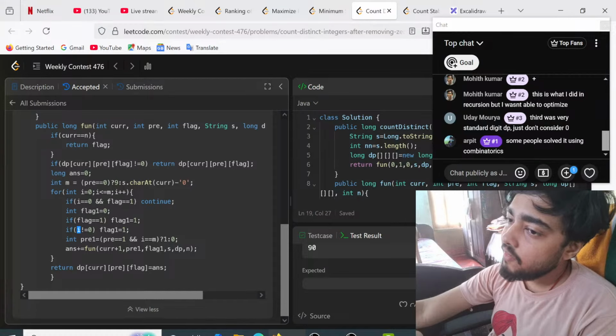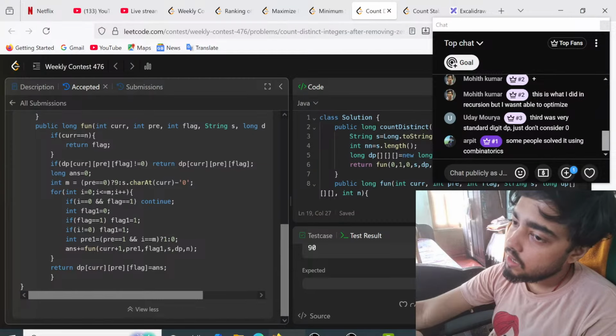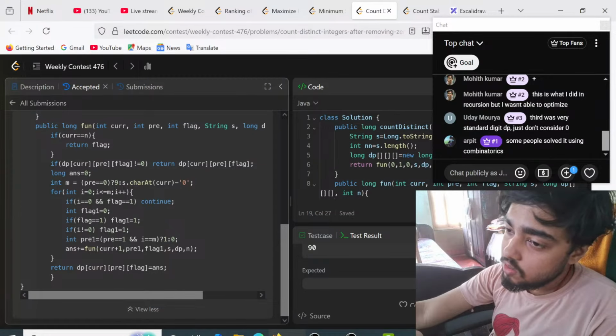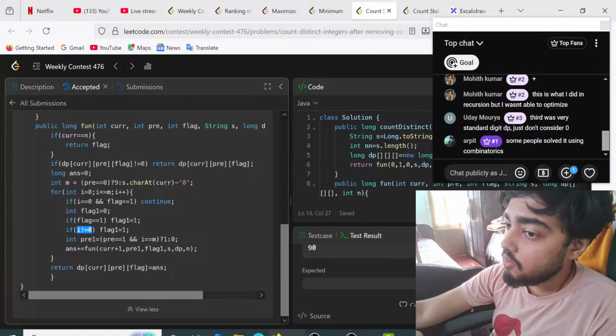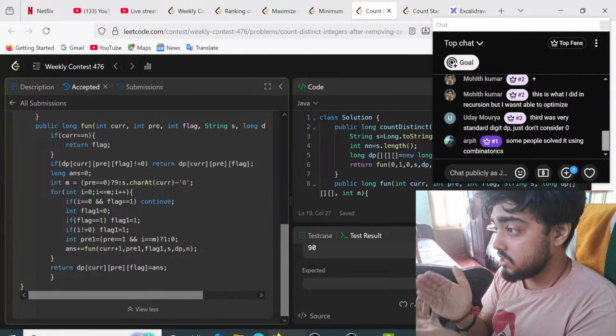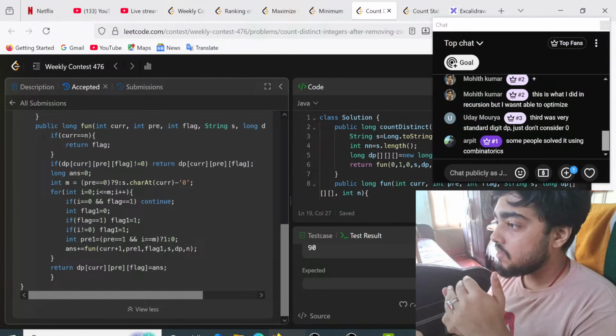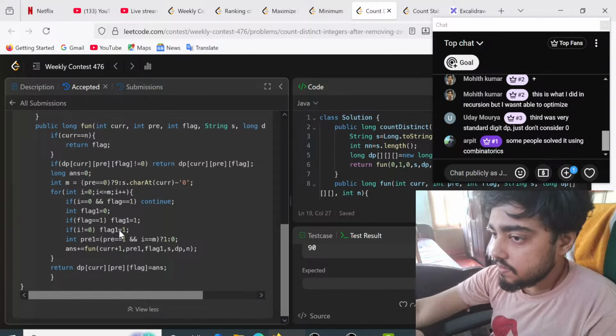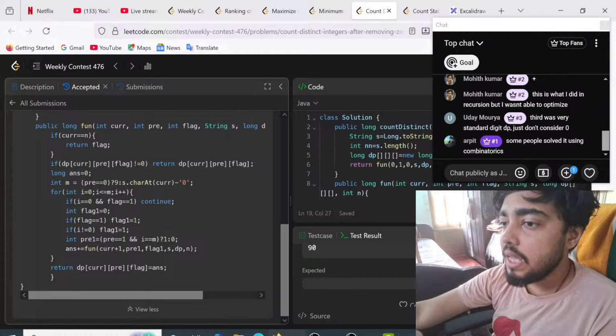And if the number is not equal to 0, which means that we have got a non-zero digit. So our main condition was that if we have a non-zero digit, we make it 1, right? So we make it 1. And what is pre 1?